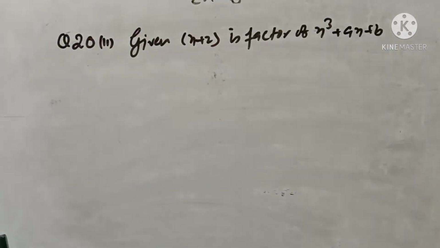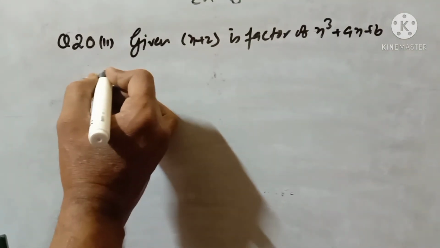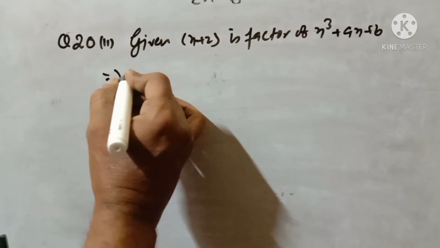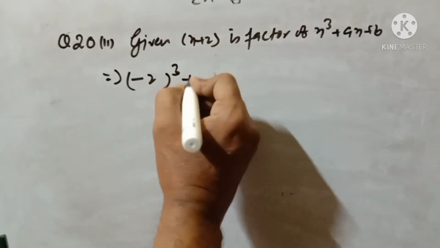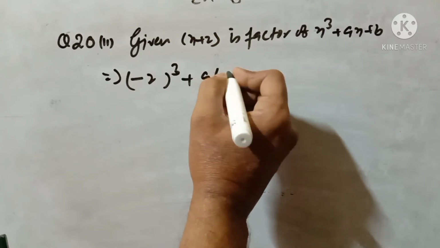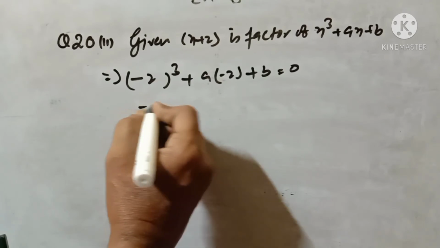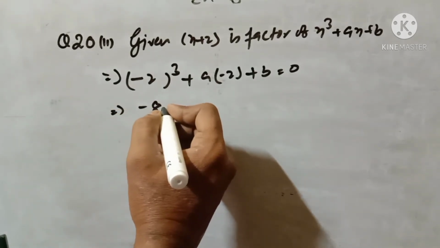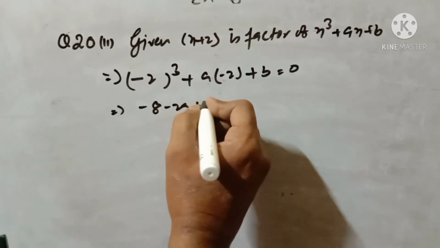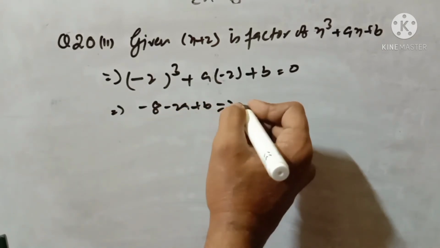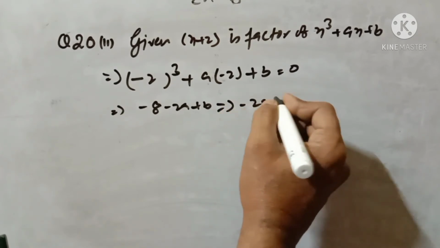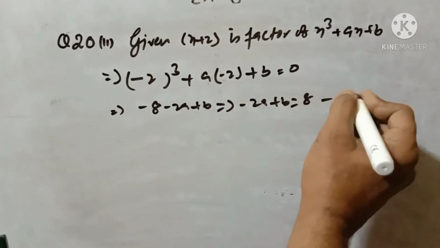Given x plus 2 is a factor of x cube plus ax plus b, this implies that I can write minus 2 whole cube plus a into minus 2 plus b equal to 0. So it will come minus 8 minus 2a plus b, so minus 2a plus b equal to 8. Let it be equation 1.